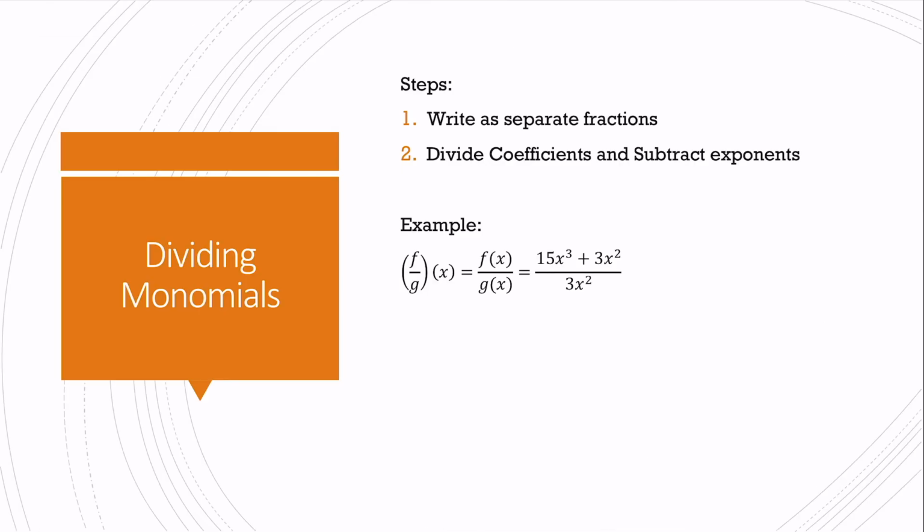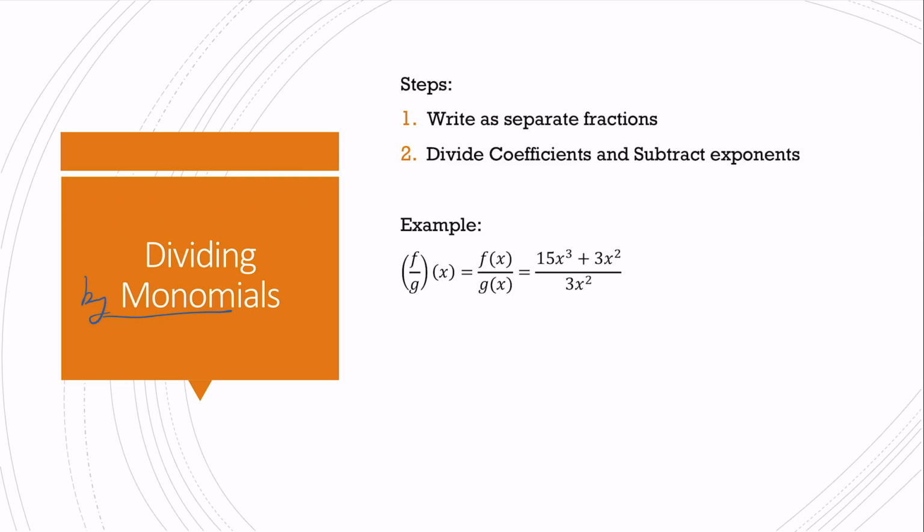So when we're dividing polynomials by a monomial, what we want to do is break them up into separate fractions, and then we're going to divide the coefficients and use our exponent rules to simplify them. And that's only when we're dividing by a monomial.